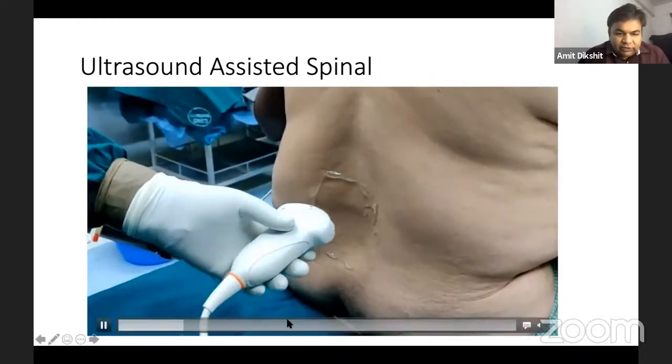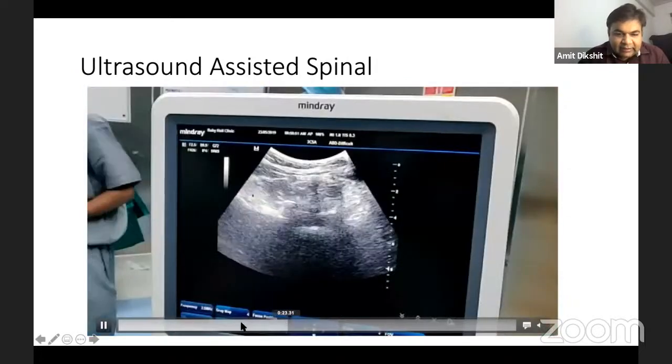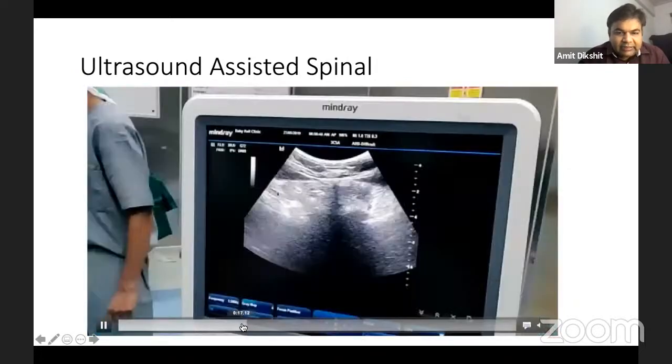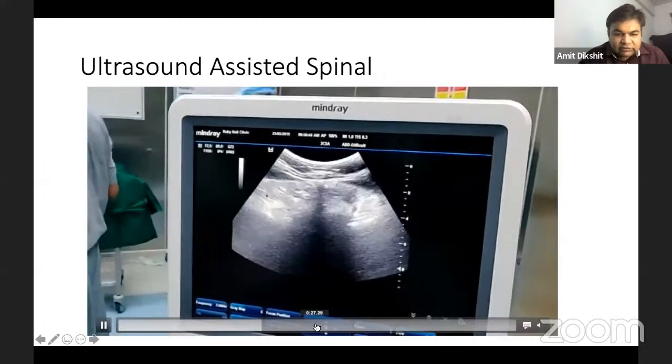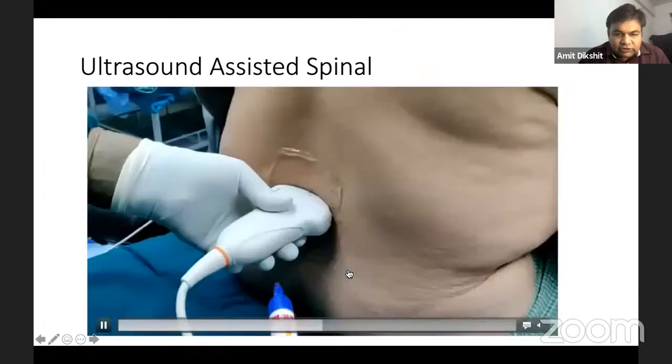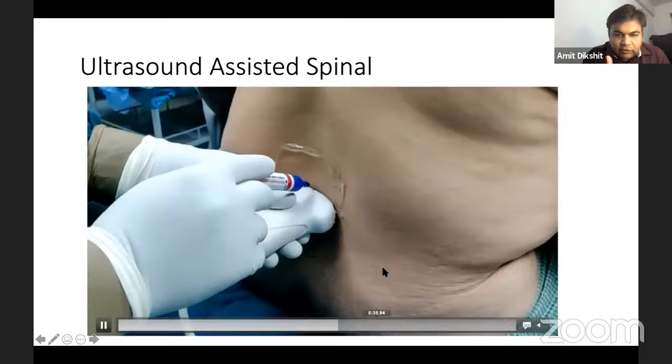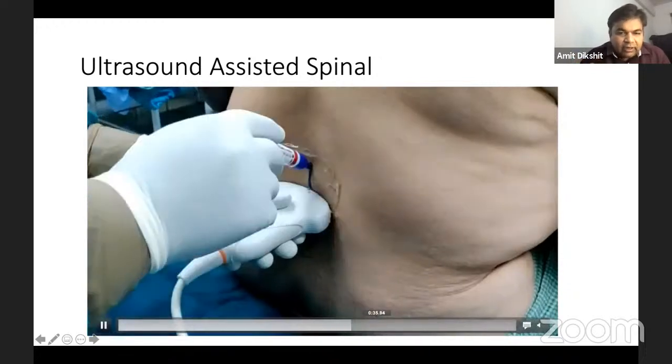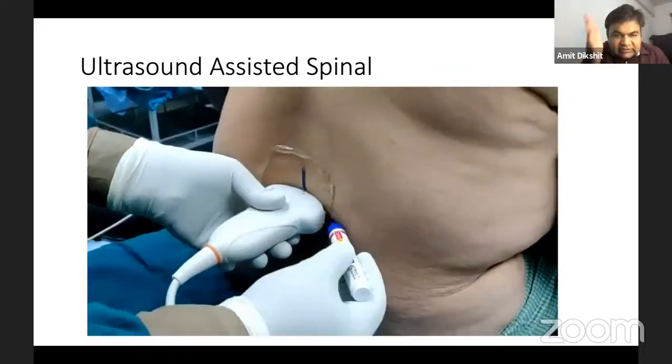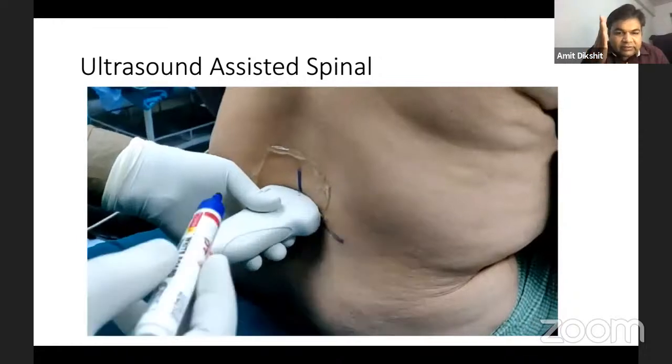So what we do is we do just a transverse midline scan, and with the transverse midline scan, once the scanning is done, we see the posterior complex and the anterior complex. We bring the whole structure in the middle of the screen, so that we can see the posterior complex and the anterior complex in the middle.